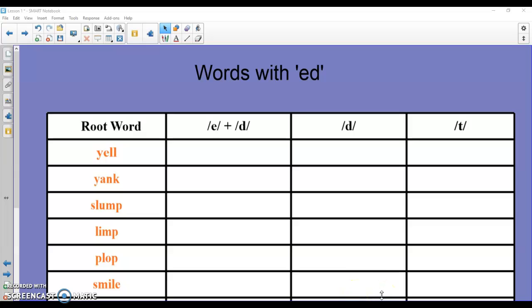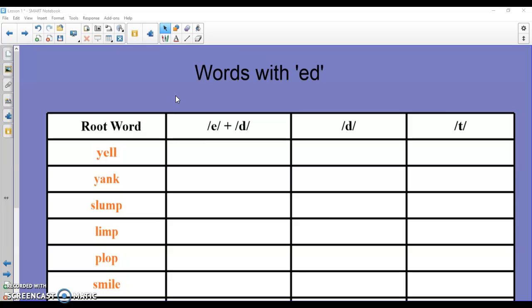So I'd like to review with you the 3 sounds for ED. One of them is ed, the other one is d, and the other one is t. Remember, if it says ed at the end, it will be spelled with ED, and the word has to end with a T or a D.